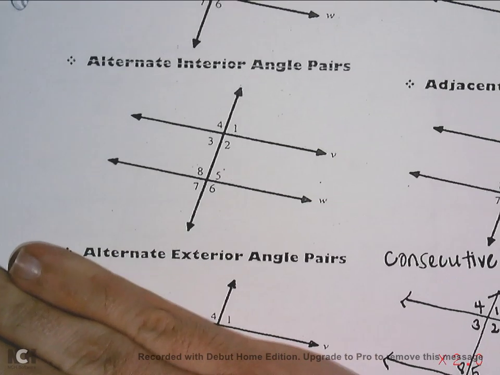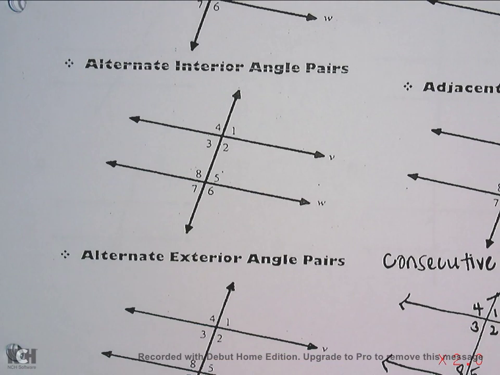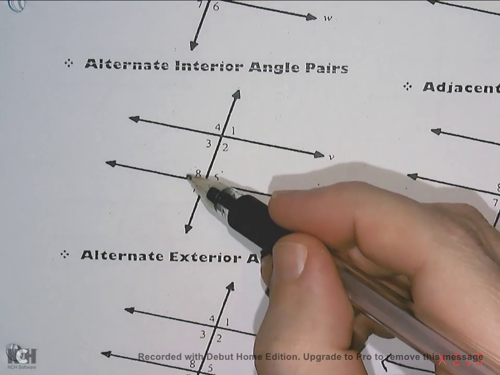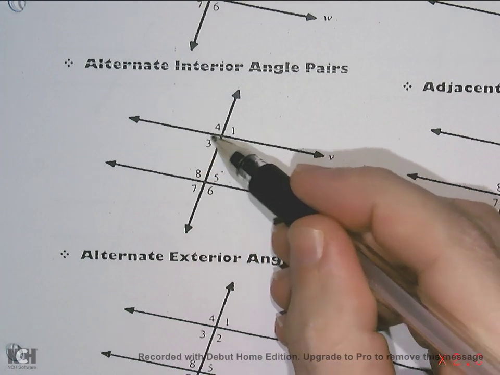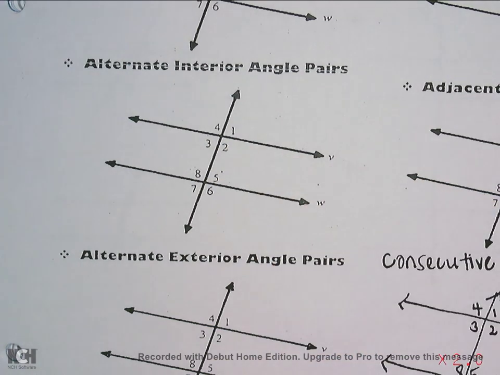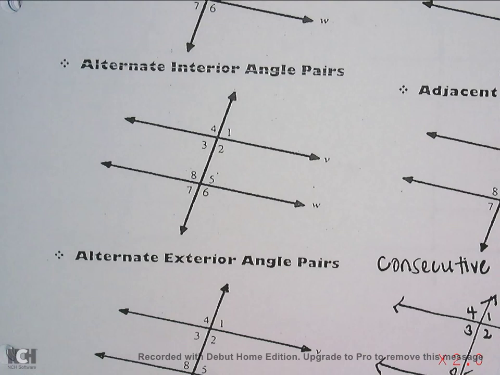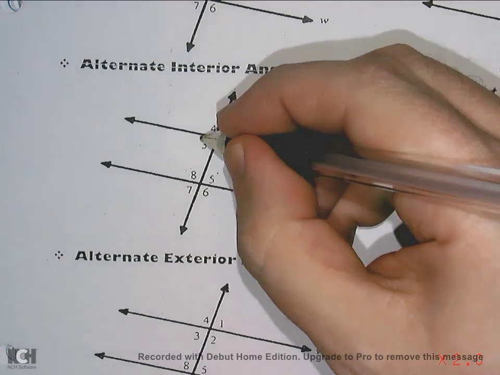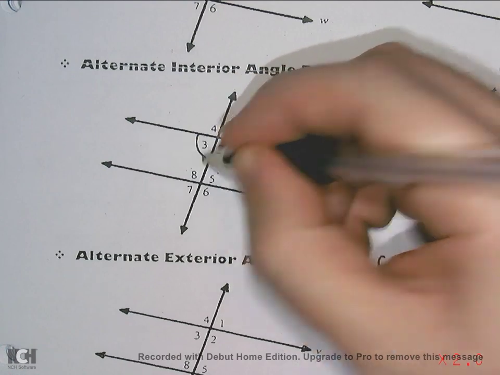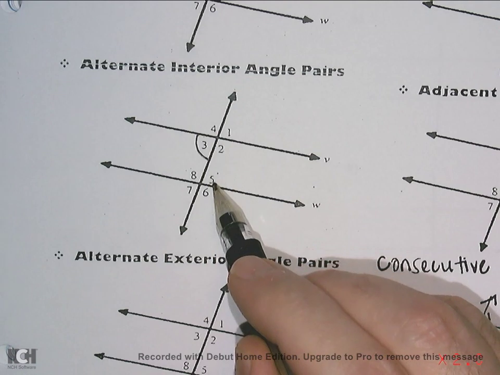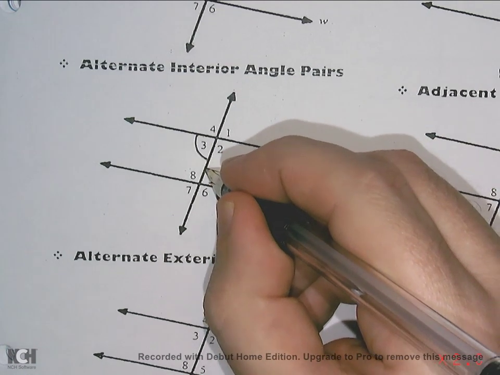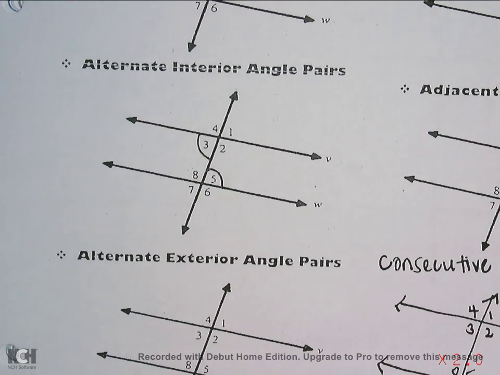Now, alternate interior. Anytime we're talking about the interior of a transversal, we're talking about all these angles that are inside our parallel lines. Okay? So these are our interior angles, 3, 2, 8, 5. Now, if we're talking about alternate interior, we're talking about angles on a different intersection on a different side of the transversal. So for example, if I'm talking about angle 3, the alternate interior angle would be on the opposite side of the transversal on the other pair of angles. So the alternate interior angle to angle 3 would be angle 5.